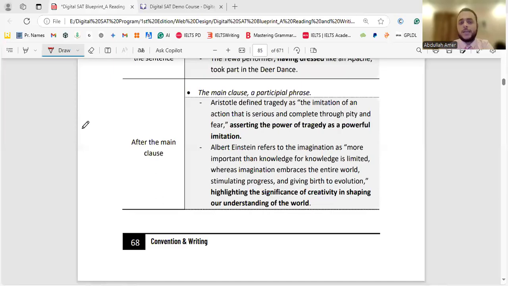Finally, and this is actually the most frequent one on the SAT, which is the final participial phrase, as in here. "Aristotle defined tragedy as the imitation of an action that's serious and complete through pity and fear, asserting the power of tragedy as a powerful imitation." So asserting the power of tragedy as a powerful imitation is a final participial, and it defines Aristotle.